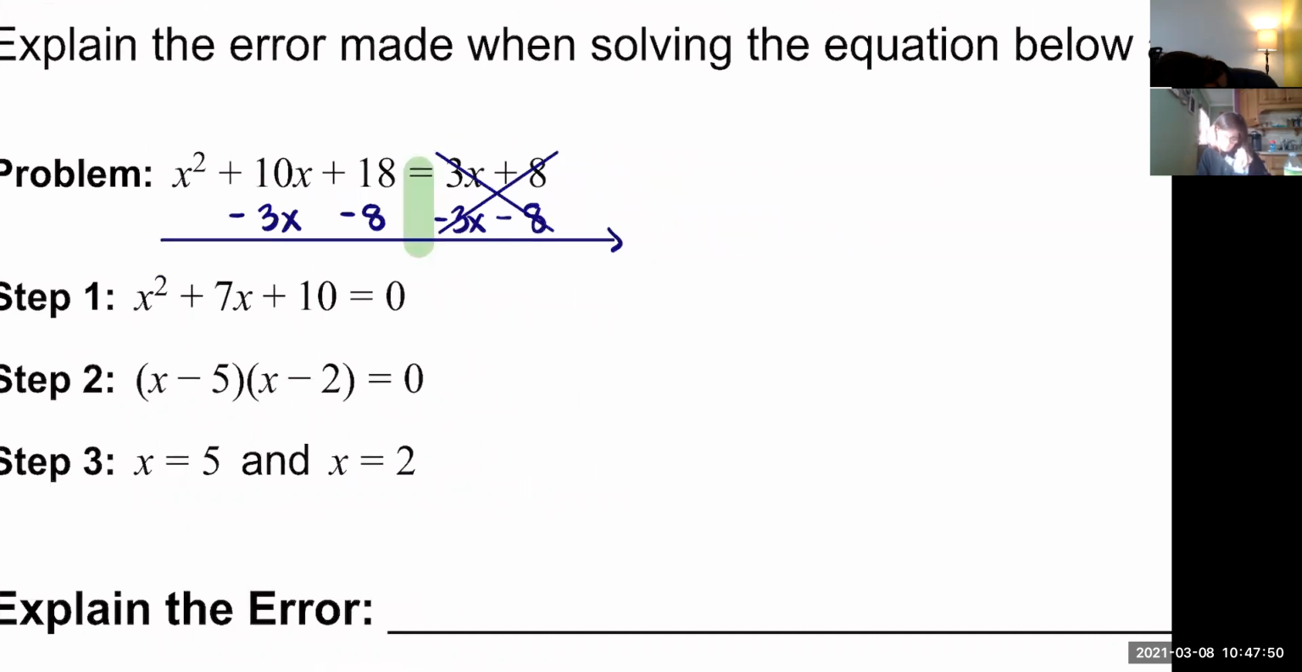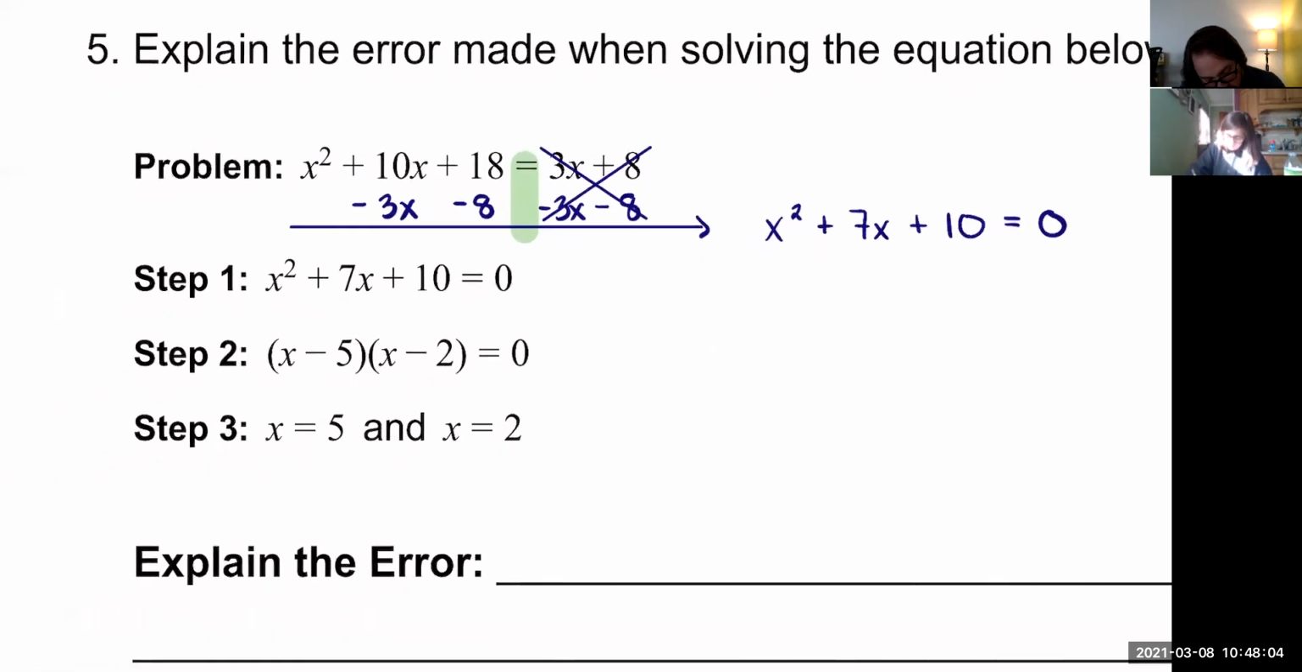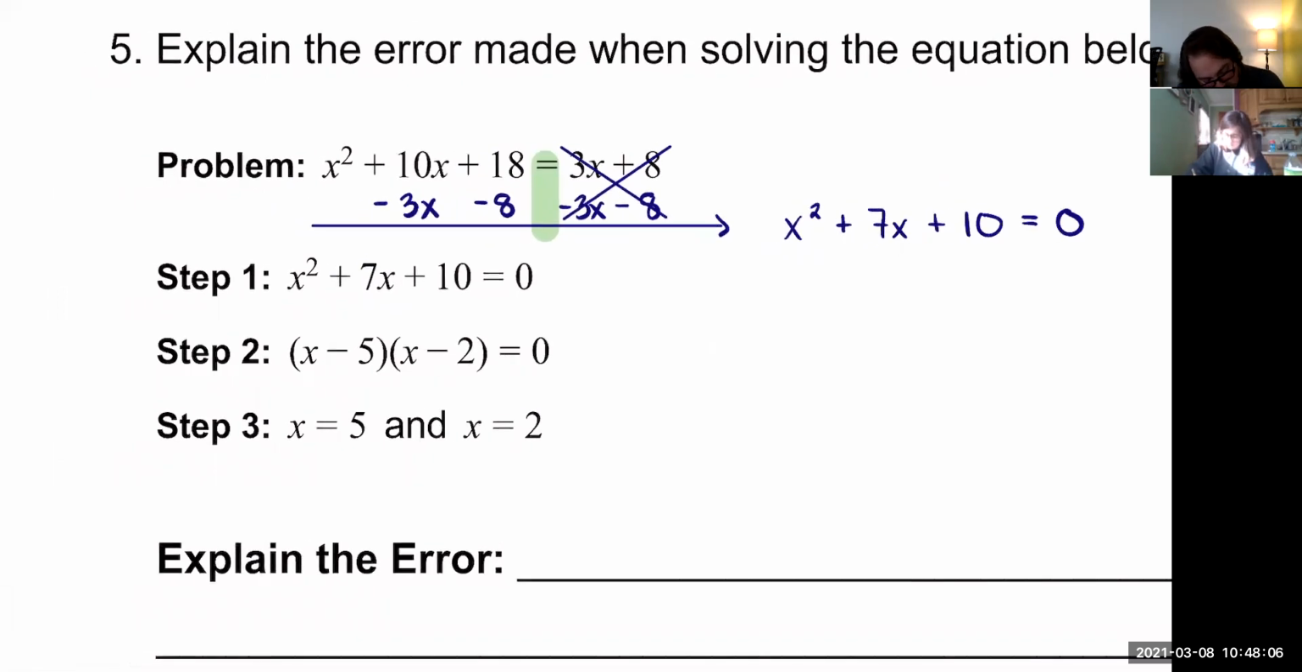That does then give me x squared plus 10x minus 3x gives me 7x. 18 minus 8 gives me +10. Now set equal to 0. And I do believe their step 1 is the same. So their step 1 is correct. They got it set equal to 0. They don't exactly show how they moved those pieces, but the result is the same.